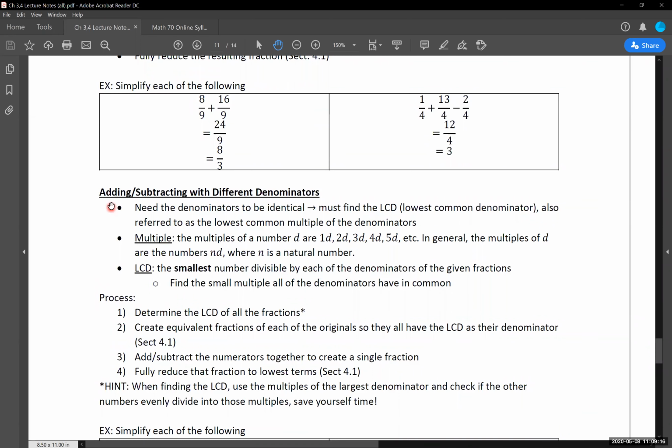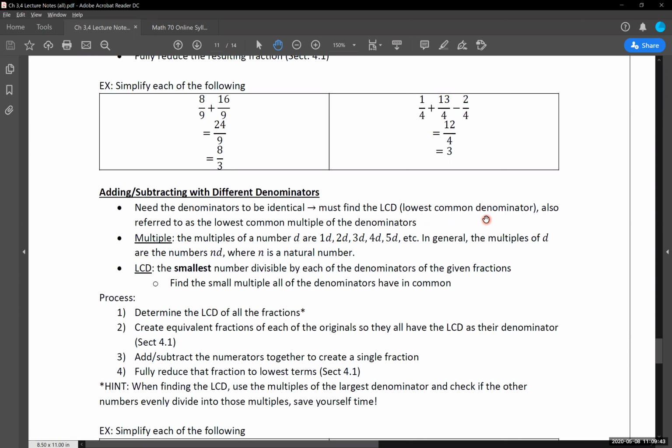All right, so when we are adding or subtracting with different denominators, and again, this is the more common scenario that we're going to see on the homework, on the test, and all of the future math classes. This is the more common setup that we have. So our requirement stays the same. If I want to add or subtract these fractions together, I need the denominators to be identical to one another. So we're going to need to find the lowest common denominator to make that happen.